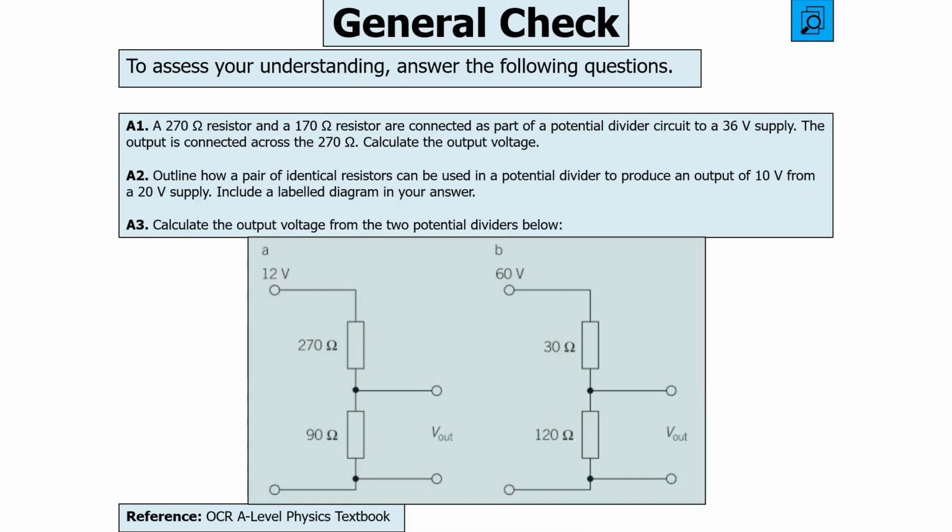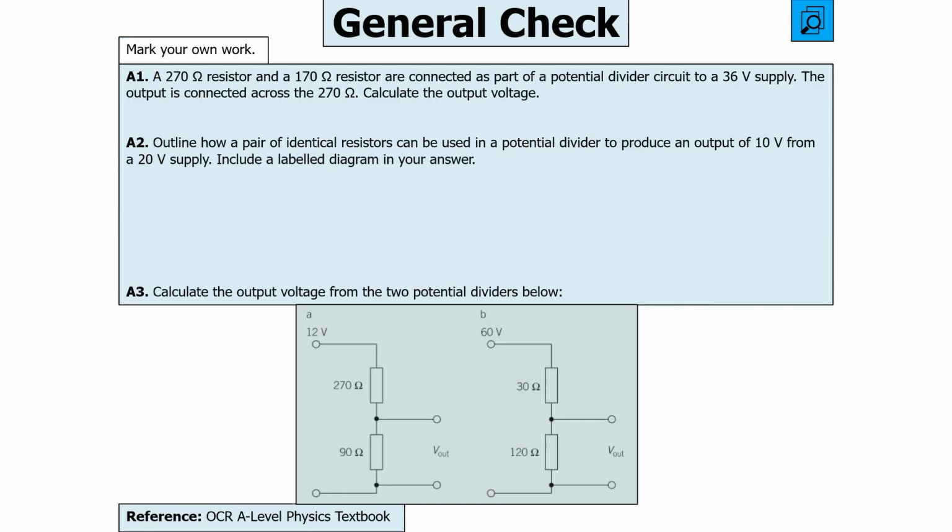The next question says a 270 ohm resistor and a 170 ohm resistor are connected as part of a potential divider circuit to a 36 volt supply. The output is connected across the 270 ohm resistor. Calculate the output voltage, then outline how a pair of identical resistors can be used in a potential divider to produce an output of 10 volts from a 20 volt supply. Include a diagram in your answer. And then calculate the output voltage from the two potential dividers below. So pause the video now, then unpause the video when you want to go through your answer.